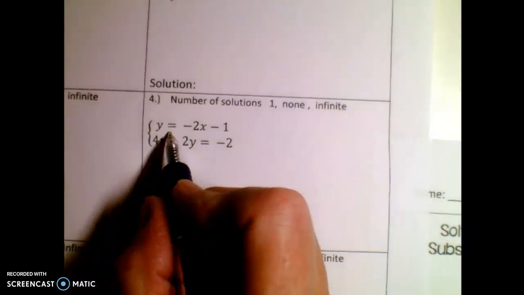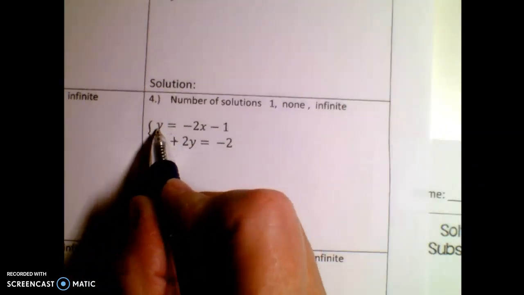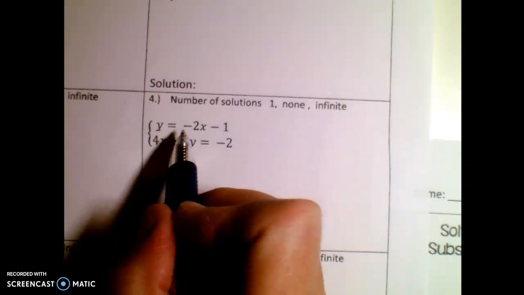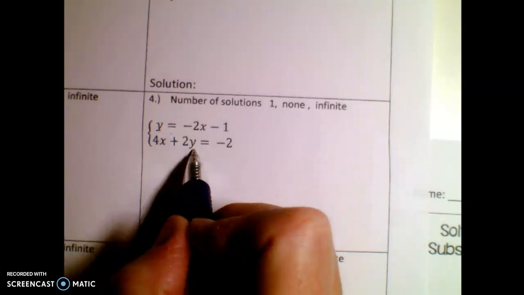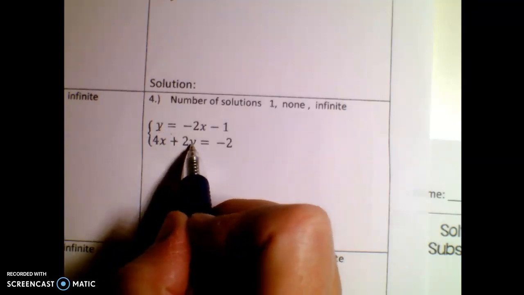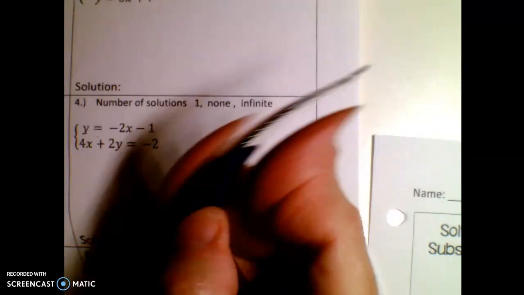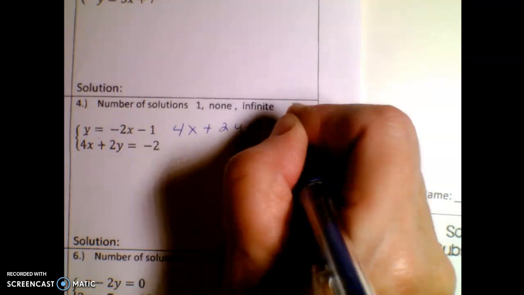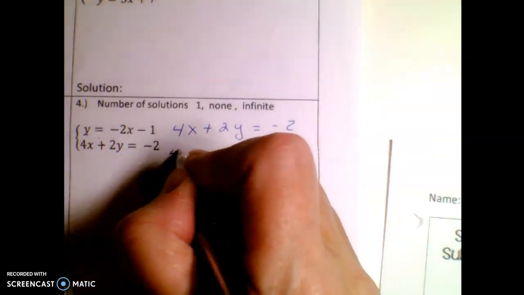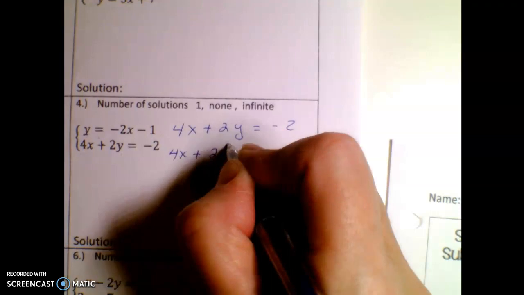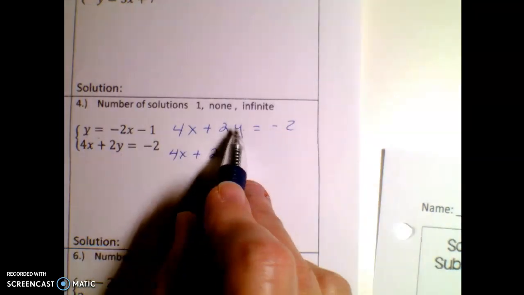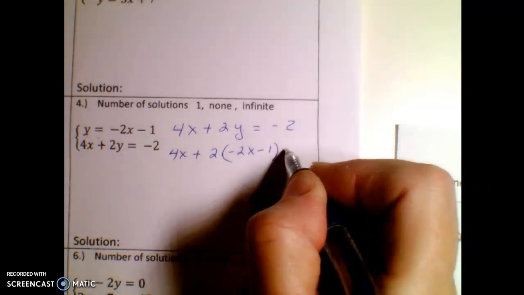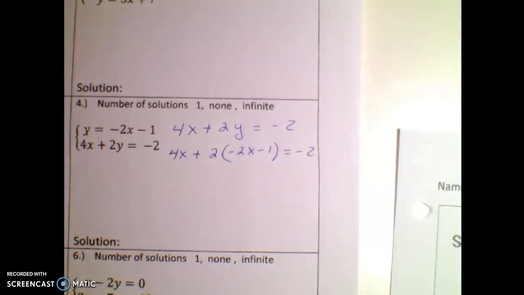So we can see in number 4 where y is solved, where the equation is solved for the variable y. So we can take this equation, the second equation, and replace that y with negative 2x minus 1. So let's do that. 4x plus 2y is equal to negative 2. We bring down the 4x plus 2, and let's replace that y with what y is equal to. Minus 2x minus 1, and this is equal to negative 2.